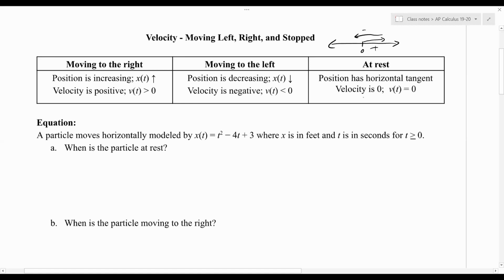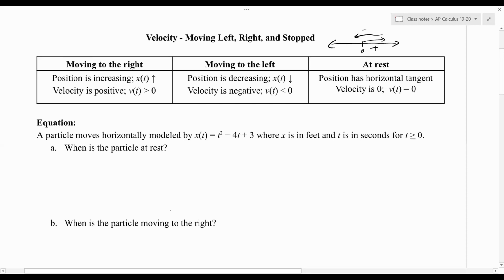At rest is when the velocity is 0, meaning it's not moving. The speed is 0. Or the position has a horizontal tangent line, which is the same thing. Now, one thing that's important to note, this is an instantaneous velocity of 0. So sometimes it can be over time, sometimes it can be for like a split second that the velocity is 0.